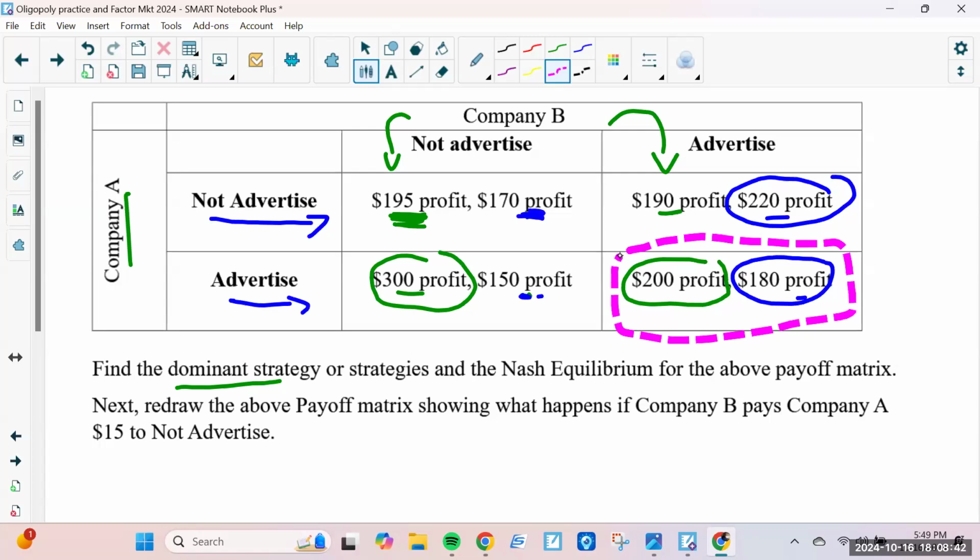So we know A is going to advertise, and B can look at this and go, well, it doesn't do me any good to change. I'm staying and advertising. We know B is going to advertise. They have no incentive to change. Okay. Now, the next part says redraw the payoff matrix showing what happens if B pays A $15 to not advertise. All right. So what we're going to do, B is paying A.